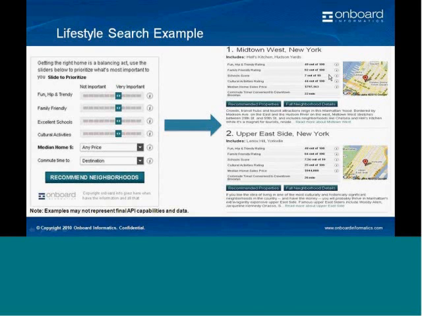Schools, 7 out of 10, so you're in the higher percentile of schools. Cultural activities, 44 out of 100. Median home sales price, almost 800,000, and then commute time. And then it ranks them in order of how well of a match to what the customer wanted.